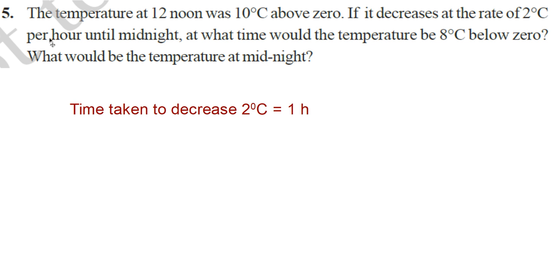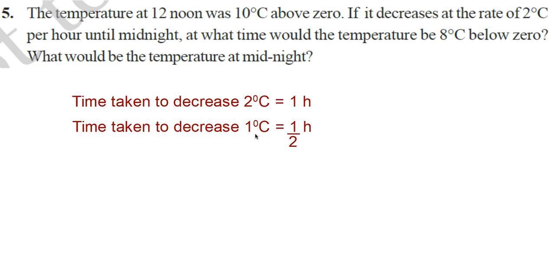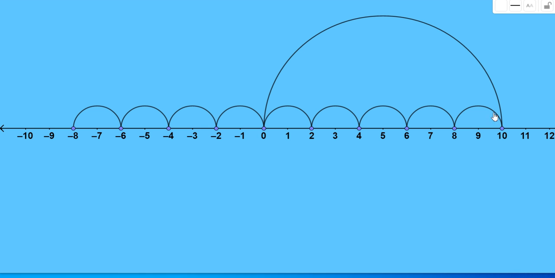Here it decreases at the rate of 2 degrees Celsius per hour. That means in 1 hour 2 degrees Celsius it is decreasing. So we can write time taken to decrease 2 degrees Celsius is equal to 1 hour. Then what about time taken to decrease 1 degree Celsius? So time taken to decrease 1 degree Celsius is equal to 1 by 2 hour. That is 2 degrees Celsius 1 hour. 1 degree Celsius means half an hour.